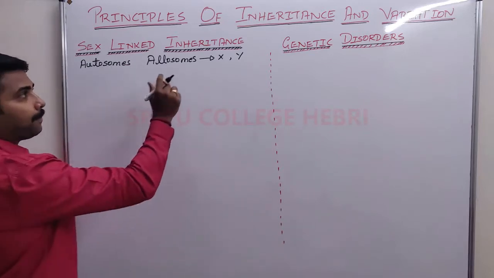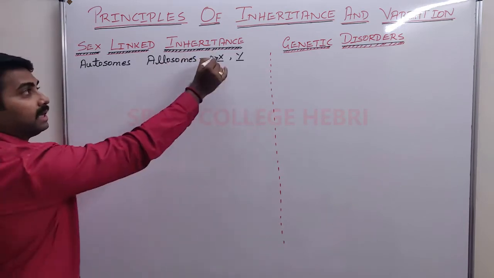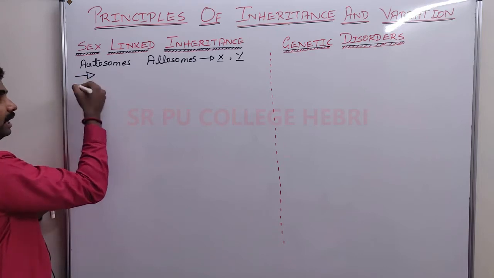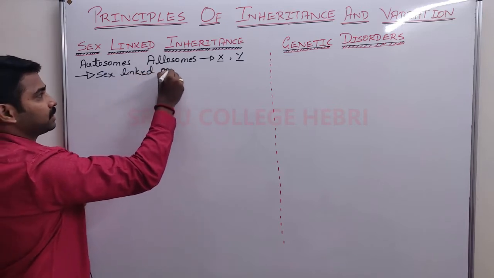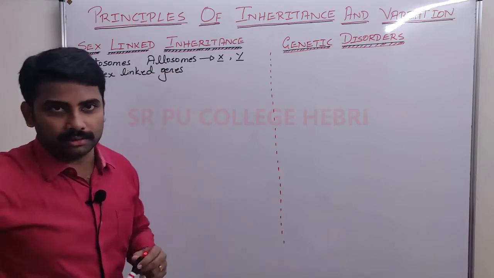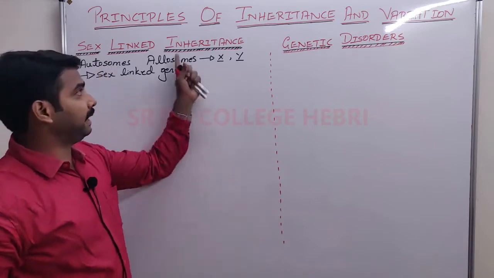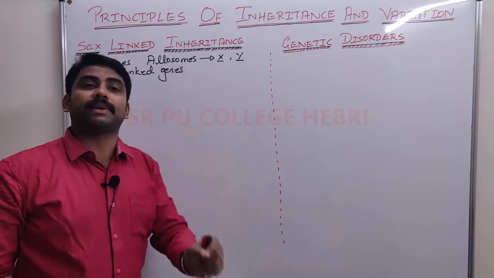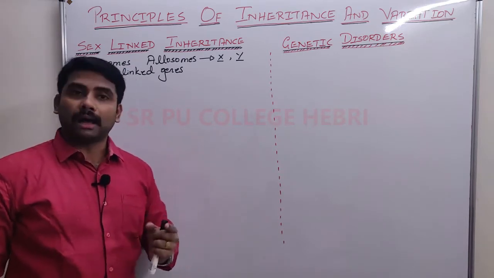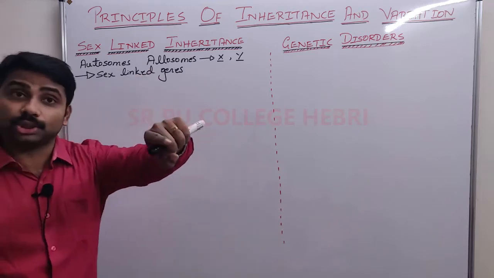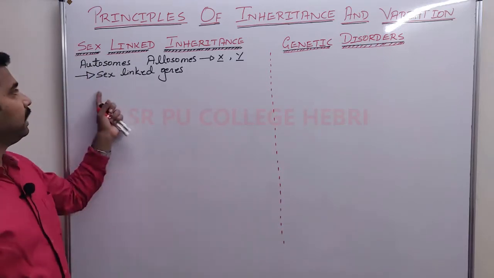Anyhow, genes present on the allosomes, or genes present on the sex chromosome, I can call them sex-linked genes. So what are sex-linked genes? Any gene that is present on the sex chromosome is called a sex-linked gene. Write down the heading. Next write down: genes present on the sex chromosome, in brackets X and Y, are called sex-linked genes. The genes present on the X and Y chromosomes are called sex-linked genes.